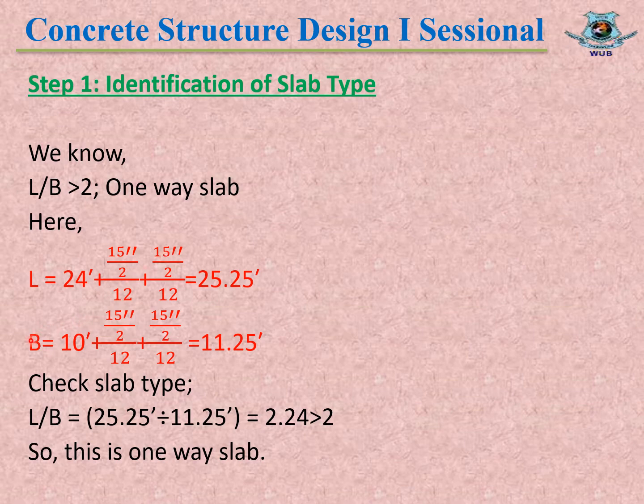B equal to 11.25 feet. Here, 10 feet equal to clear span from short direction. 15 by 2 inch by 12 is the same as above. Check slab type. L by B equal to 2.24. As this value is greater than 2, so this is one-way slab.